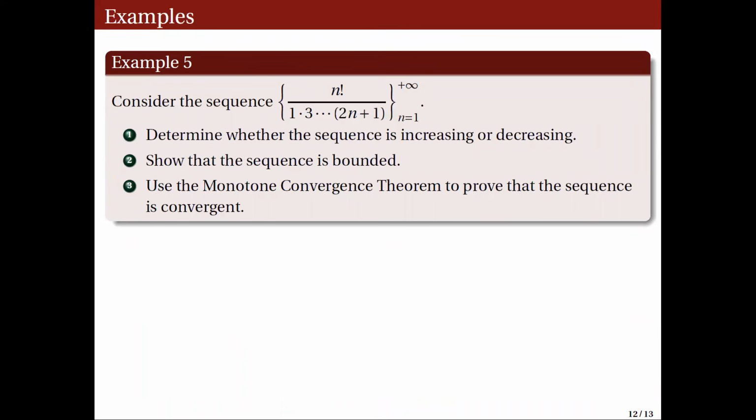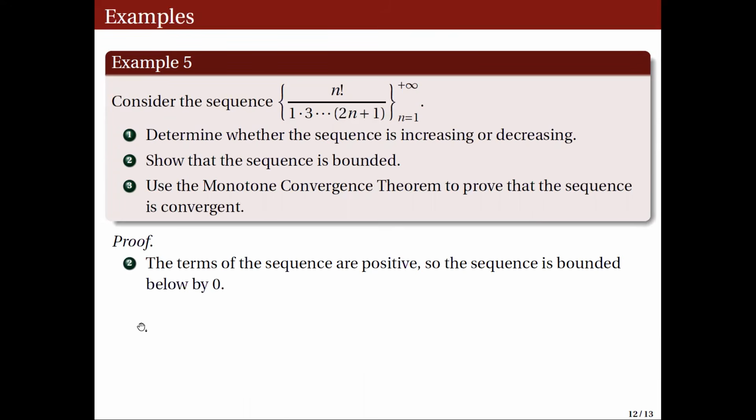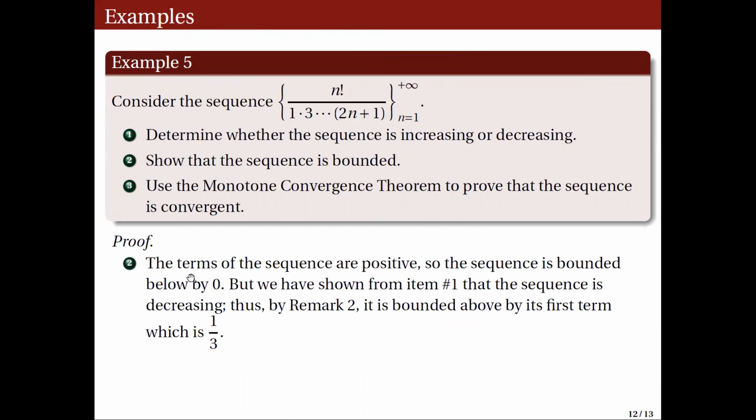So let's now consider the same sequence and show that it is bounded. So for our proof, the terms of the sequence are positive. So hence it is bounded below by 0. But we have shown from number 1 that the sequence is decreasing, and thus using our second remark, it is bounded above by its first term, which is 1/3. So as you can see here, the sequence is bounded below by 0 and bounded above by 1/3. So hence, the sequence is bounded.